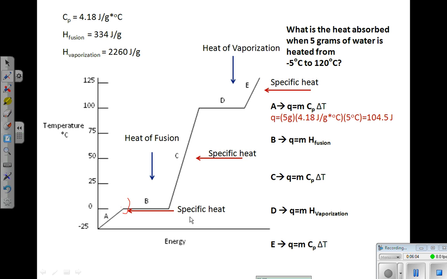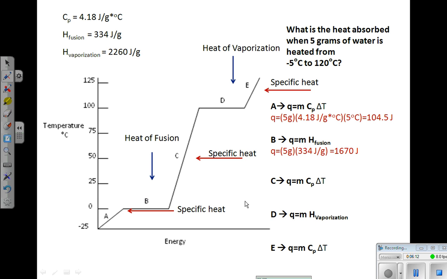Now we need to find out how much heat is needed to completely melt that ice into a liquid. That's region B. So let's plug in the numbers for that. Heat is going to be equal to the mass, 5 grams, times the heat of fusion, which is 334 joules per gram, for a total of 1,670 joules.